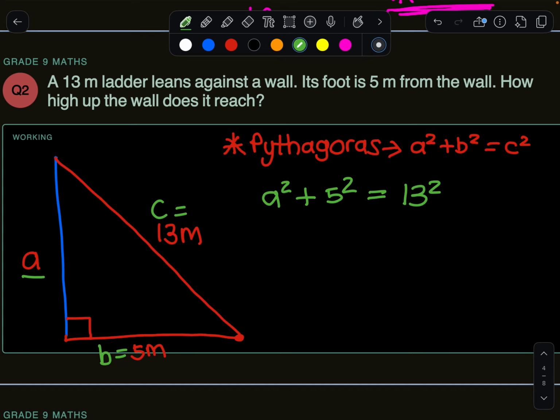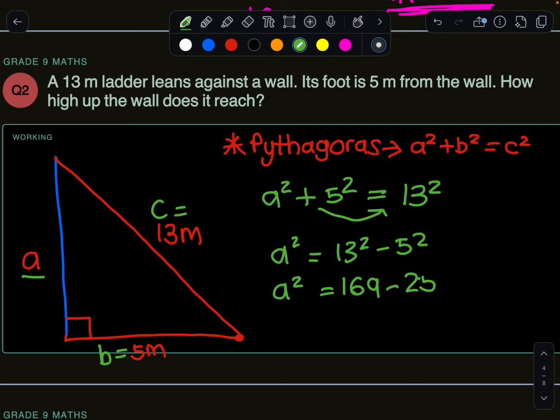Then we can adjust it to find a. So I'm going to take this plus 5 squared across. It's going to be minus 5 squared. So a squared is equal to 13 squared minus 5 squared. So a squared is equal to 13 squared, which is 169, minus 5 squared, which is 25. 169 take away 25 is 144.